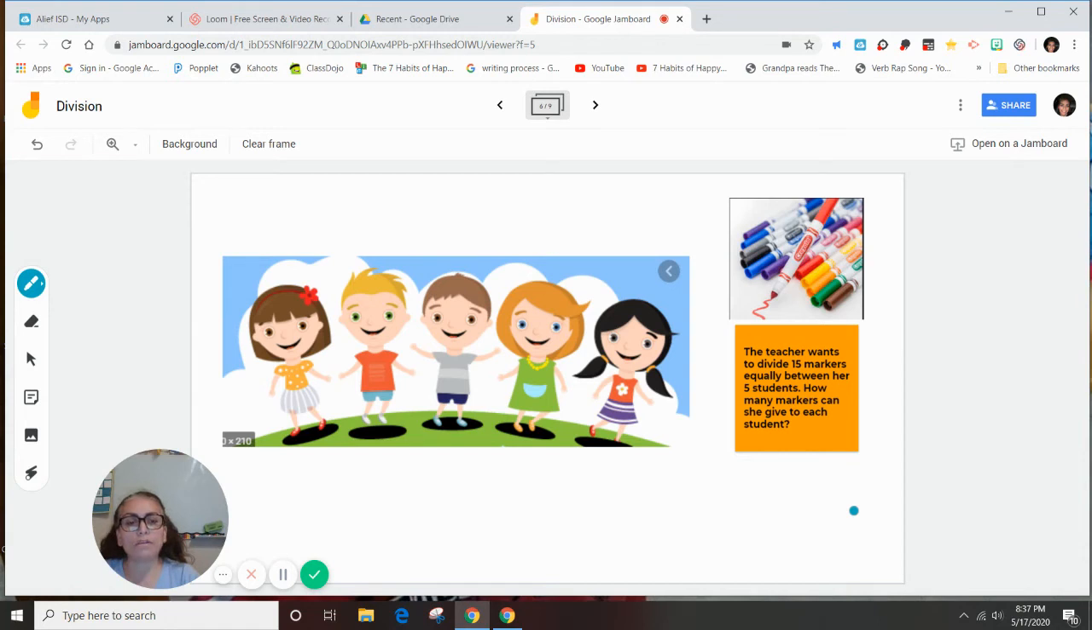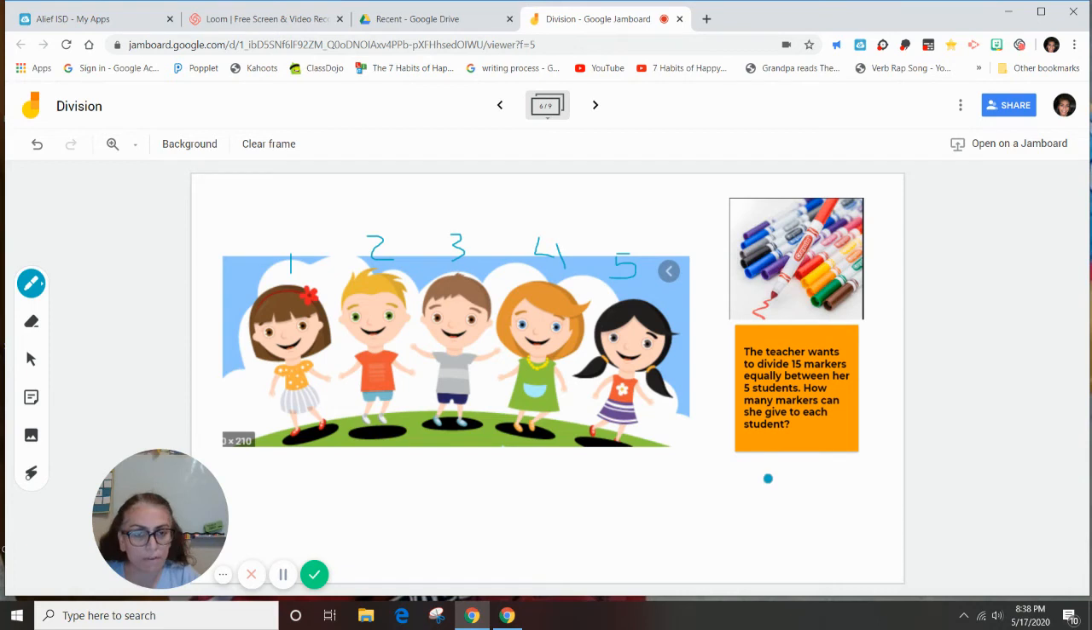How many markers can she give to each student? So let's see, I have 1 student, 2, 3, 4, and 5. So I have my 5 groups. And again, I want to divide the markers equally between those 5 students. Okay, so I'm going to count how many markers do I have?